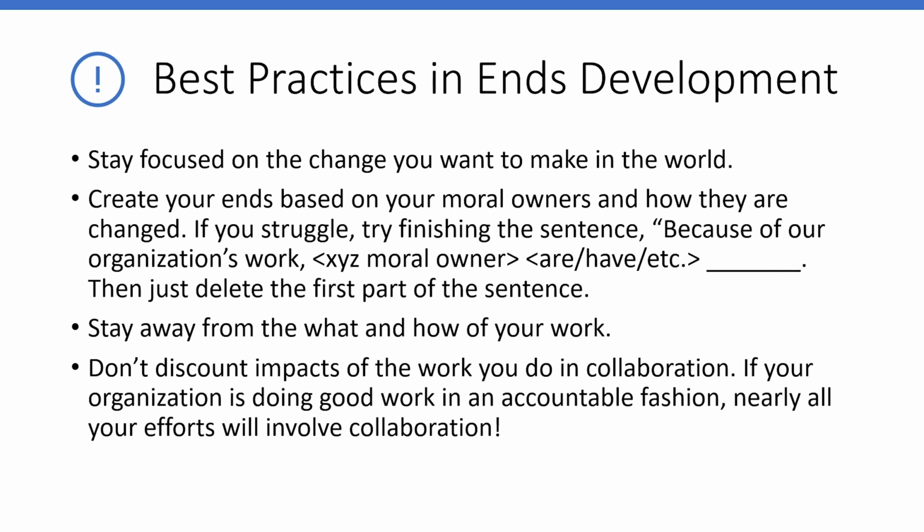If you struggle, start with the sentence, "Because of our organization's work, this moral owner is, has, is able to," whatever, and then what you want that end to be. Fill in that gap. And then just delete the beginning, "because of our organization's work." And then you have a sentence that reads, "This moral owner group is, has," etc. And then what is it? When you have those, or a series of those, you can mesh them together, look at them, and explore them, and that's one way of developing models of ends. Stay away from the what and how of your work. We just talked about that.